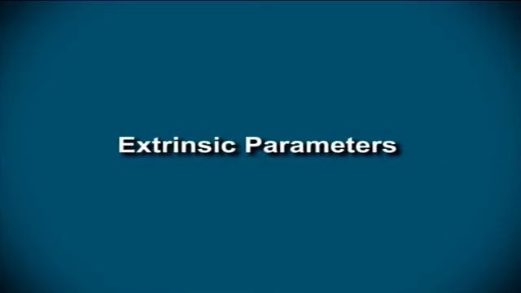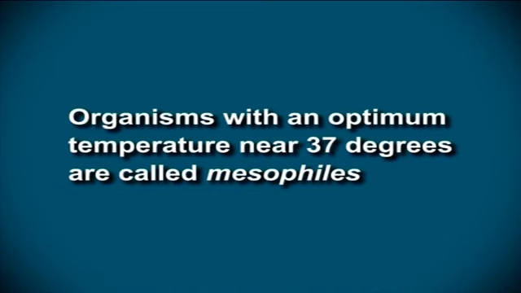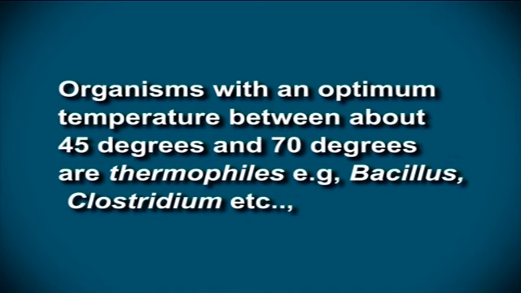Extrinsic parameters. Temperature of storage. Microorganisms have been found growing in virtually all temperatures. A particular microorganism will exhibit a range of temperature over which it can grow, in the same manner as pH. Taking the human body temperature as a central point, organisms with an optimum temperature near 37 degrees are called mesophiles. Organisms with an optimum temperature between 45 degrees and 70 degrees are thermophiles, example Bacillus, Clostridium, etc.